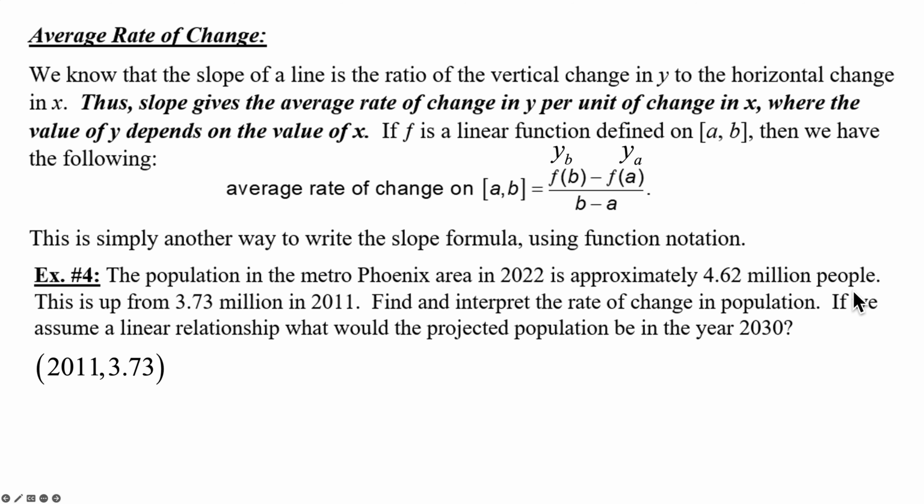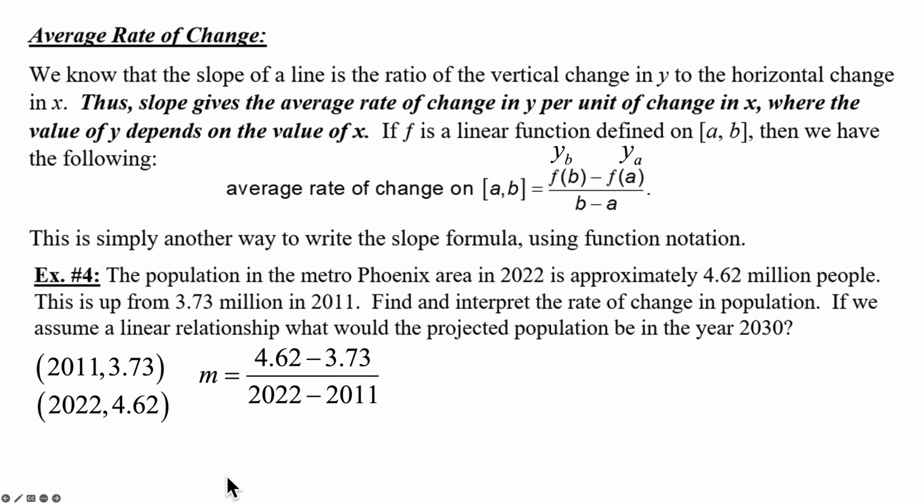Okay, so my first point is going to be the earliest year. I always like to choose the oldest year or time to be my first point. So 2011, 3.73 million. Second point, 2022, 4.62. Let's go find the slope. 4.62 minus 3.73 all over 2022 minus 2011. That's over an 11-year period, 0.89 million, which is 890,000.